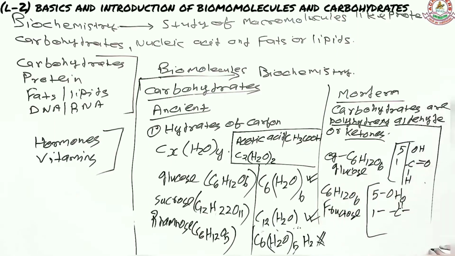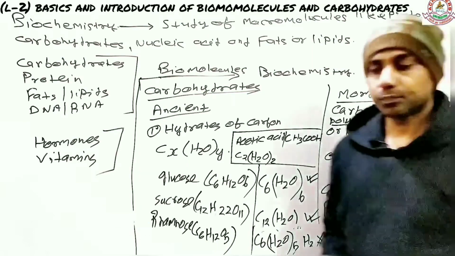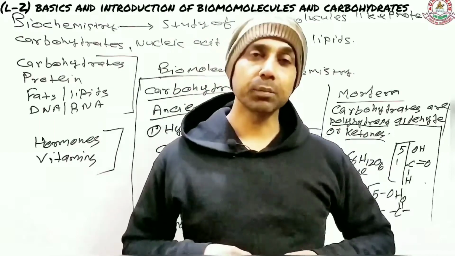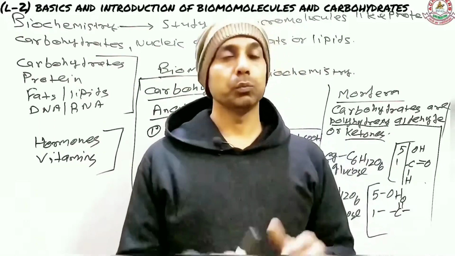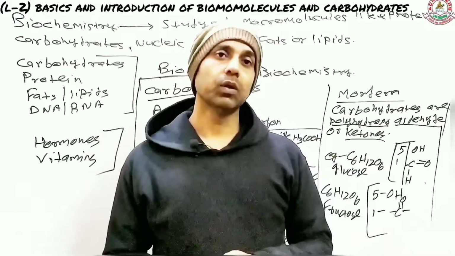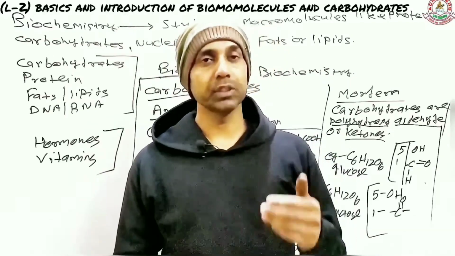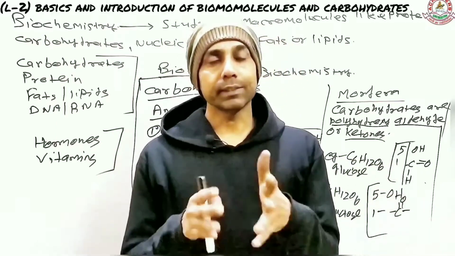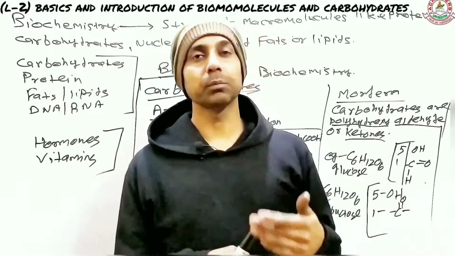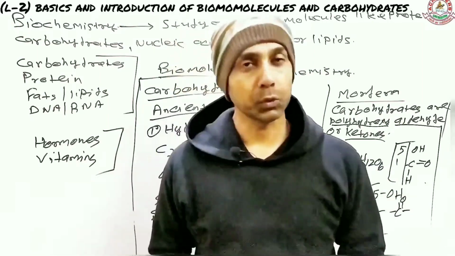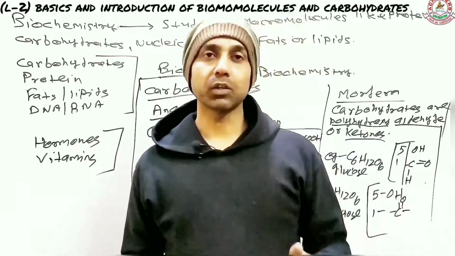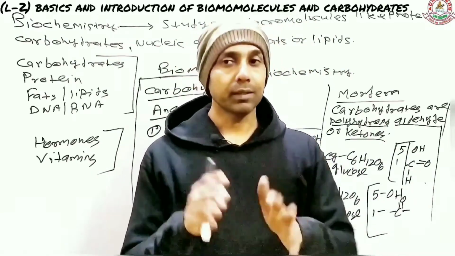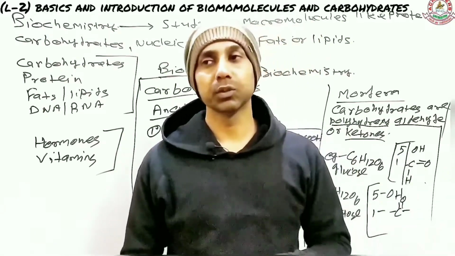Now let me repeat everything I just said. According to the modern definition, because the old one has collapsed, carbohydrates are polyhydroxy aldehydes or polyhydroxy ketones, which when hydrolyzed produce simple units containing these functional groups. For example, in glucose there are 5 hydroxy groups and 1 aldehyde. In fructose there are 5 hydroxy groups and 1 ketone. How these come about, I'll explain in the next lecture.